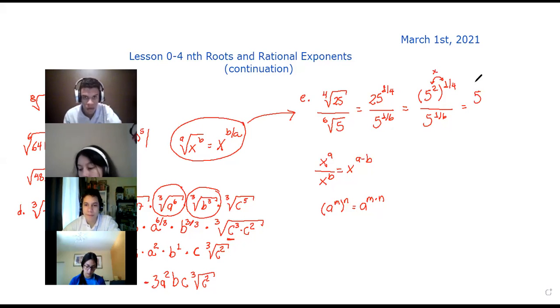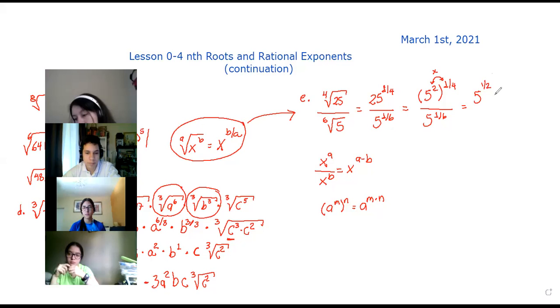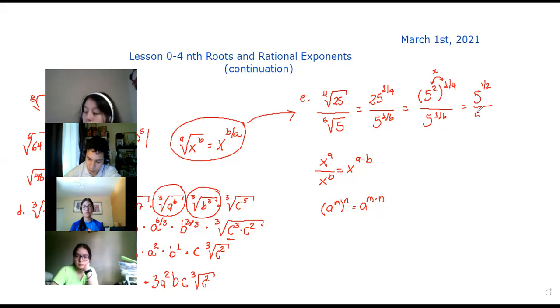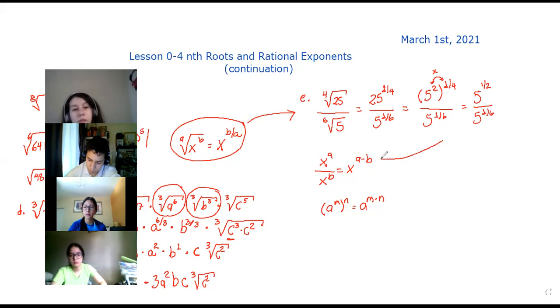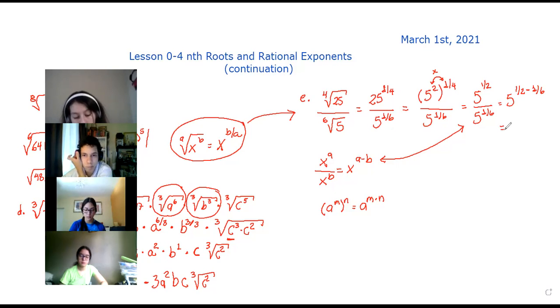Let's multiply this. One half, 0.5, 1/2. Let's not work with decimals, okay? Always work with the rationals. Divided by 5 to the 1/6. Notice that now we have the same base, so I can use this property. I will copy the base and I will subtract the exponents. 1/2 minus 1/6. Now tell me how much is 1/2 minus 1/6?